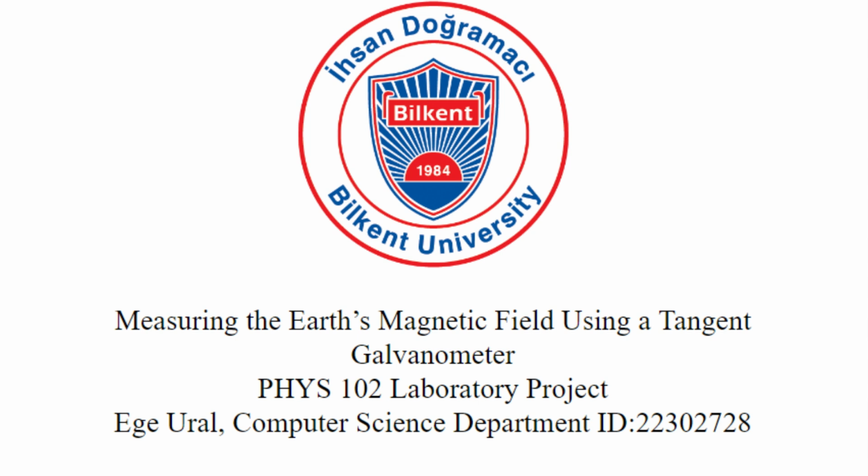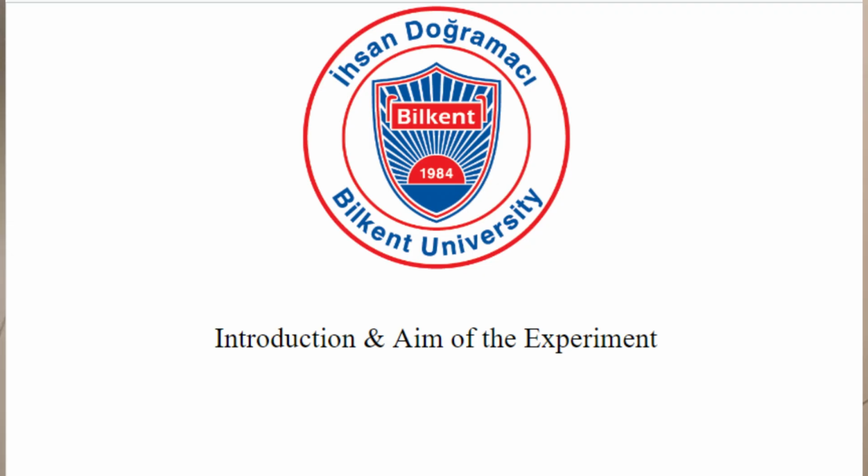Today I will be presenting my lab project for the Physics 102 course, where I investigated how electric current creates a magnetic field and how this field interacts with the Earth's magnetic field. The aim of the experiment was to measure the deflection angle of a compass placed at the center of a circular coil. Then, using the tangent galvanometer principle, to estimate the horizontal component of Earth's magnetic field.